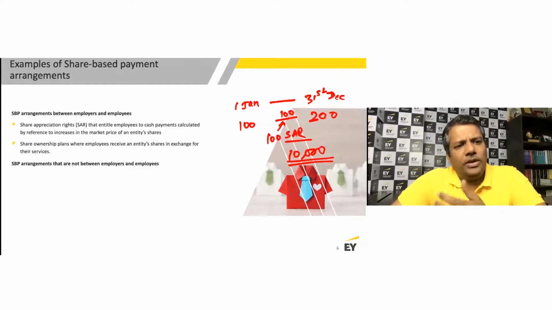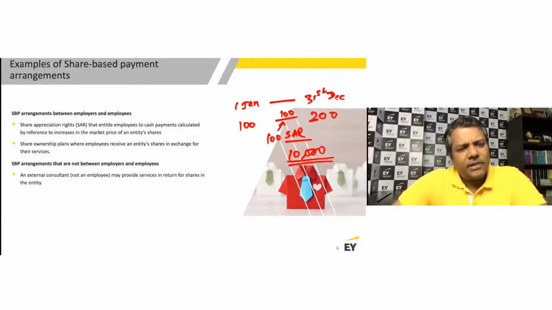Now, there could be share-based payment arrangements that are not between the employer and the employee. That's also a possibility. An external consultant may provide services in return for shares in the entity. Not an employee, an external consultant. Let's say I want to provide services to a company, or you as a company want my services, you don't have money, or even if you have money, you want to settle this by way of issuance of stock. That's also a possibility.